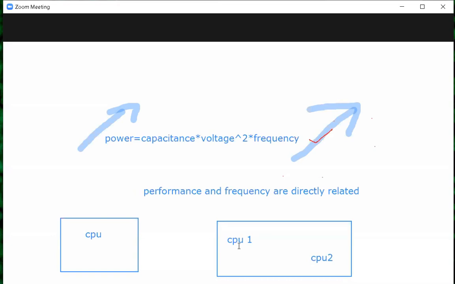Okay, so basically it is like this: frequency is reduced, so power is reduced. So we are out of the power problem. Since frequency is reduced, performance is also coming down. So to get a better performance, we added more CPUs to do the operation. Okay, so the multi-core processor is nothing but more than one core, or more than one processor, inside a single chip.